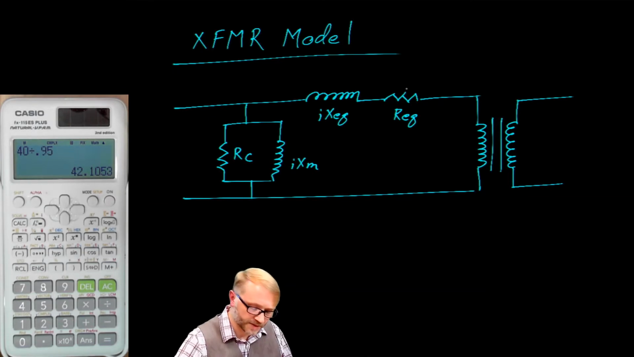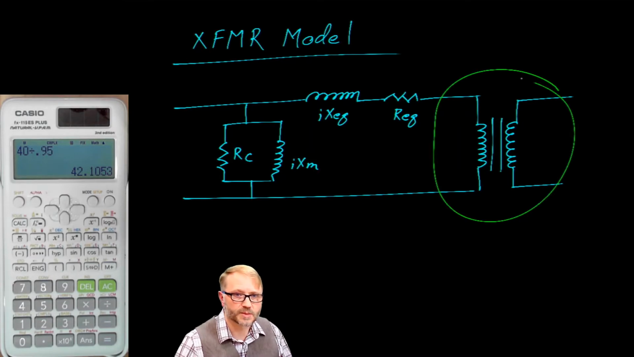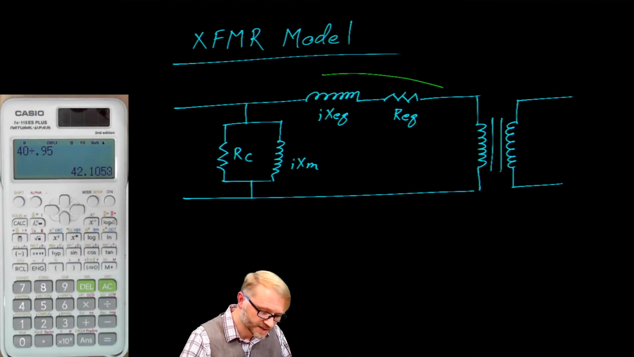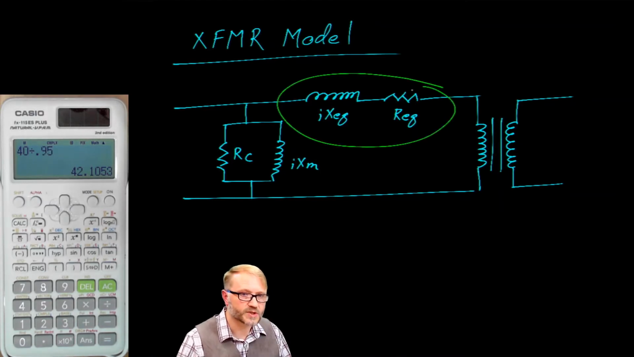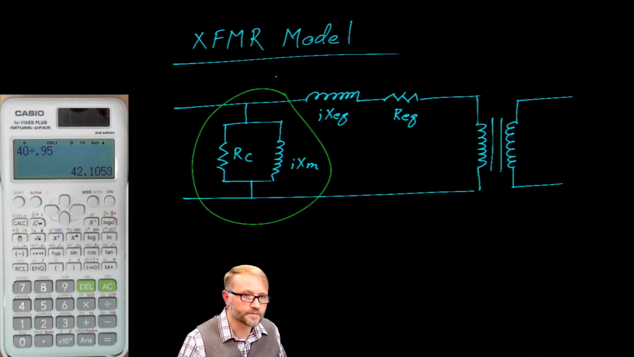Here's how we think about this model. Assume this is the ideal transformer that we have always been talking about. To that ideal transformer, we add two pieces. We add this piece, which represents the wire, and we add this piece, which represents the core.